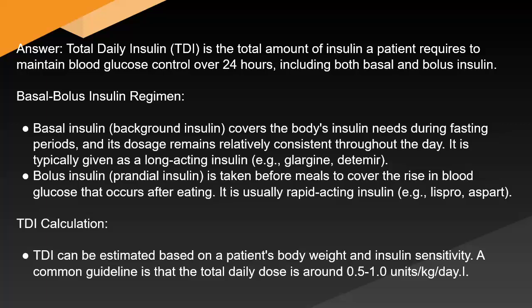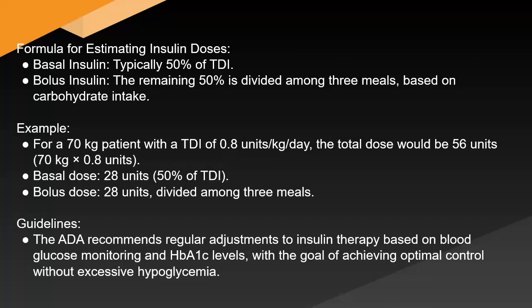A common guideline is that the total daily dose is around 0.5 to 1.0 units per kilogram per day. Formula for estimating insulin doses. Basal insulin, typically 50% of TDI. Bolus insulin, the remaining 50%, is divided among 3 meals based on carbohydrate intake.